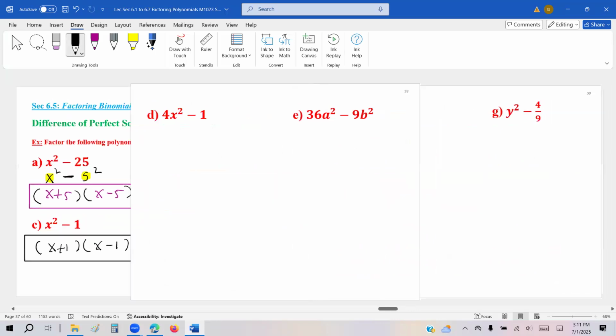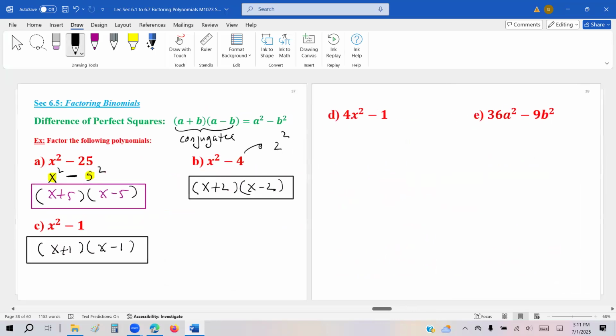Let's do these 2 together, and then you have 3 to work with. So, what do you think about D? Our goal is to rewrite this in this form. Because if you see this, then it's easy to factor. So inside we write 2x, and 1 is 1 square.